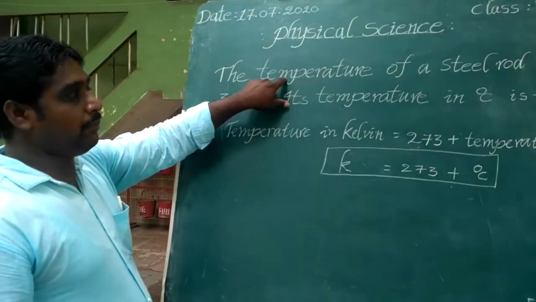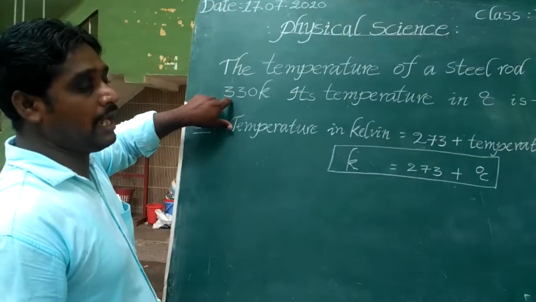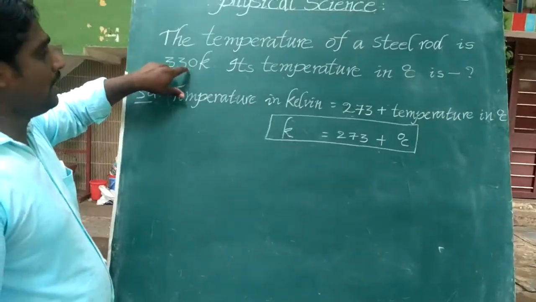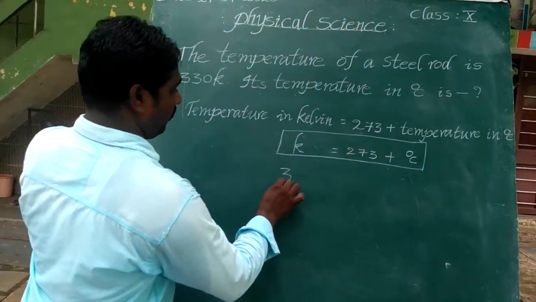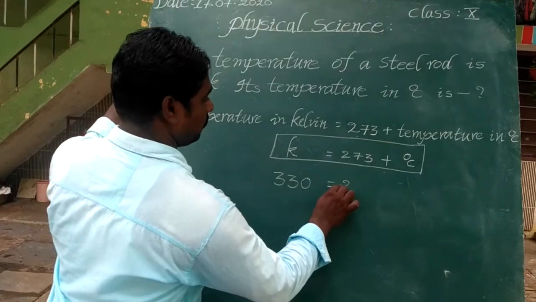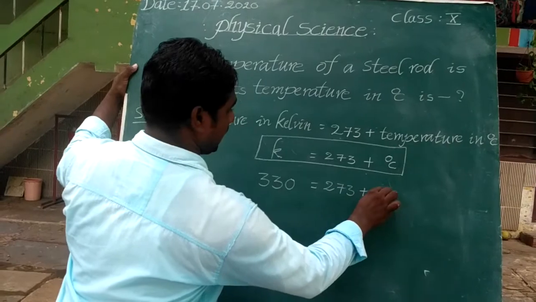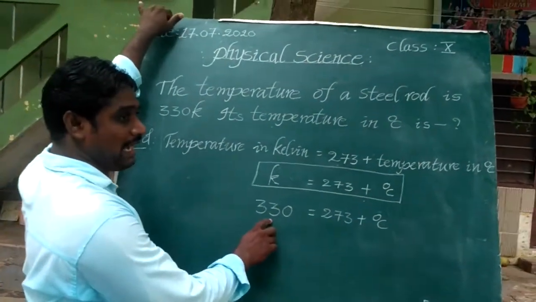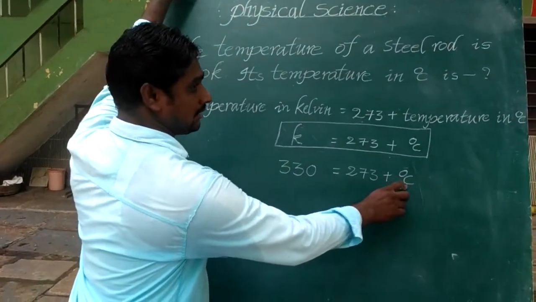Here, in this given problem, what is the given? The temperature of a steel rod is 330 Kelvin. Here the given scale is the Kelvin scale, and its temperature is 330. Therefore, 330 is equal to 273 plus degrees Celsius.